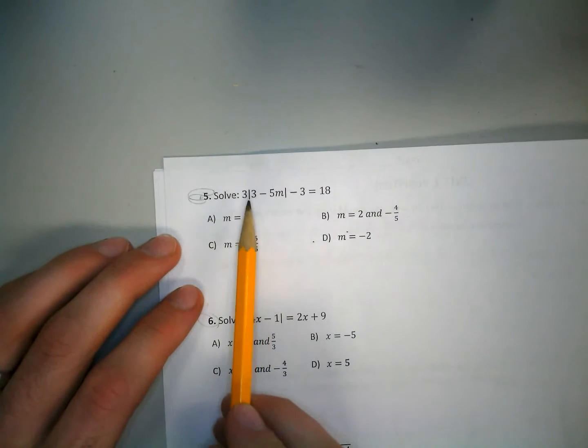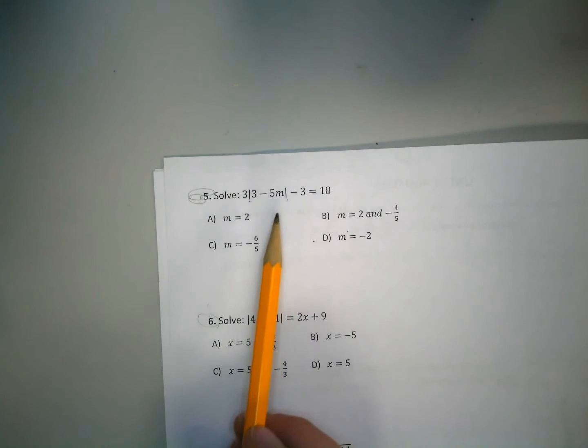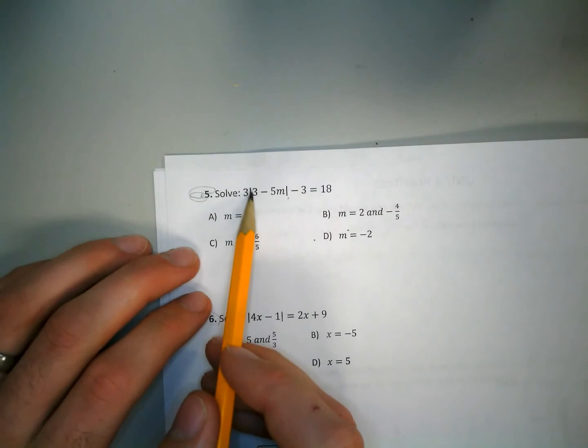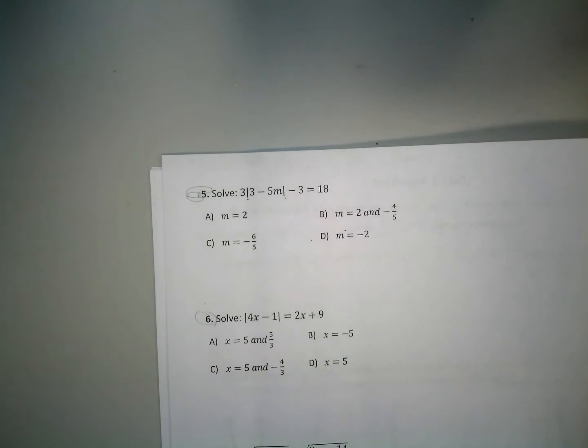Okay, Eric, what are these bars there? What does that mean? Positive, everything in it. Okay, yeah, everything in it's going to be positive. What are they called, though? I don't remember. Absolute value. Absolute value, yeah.